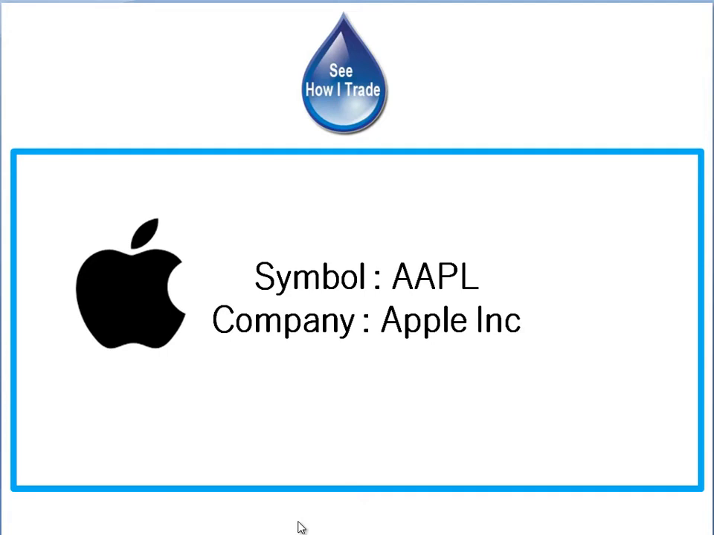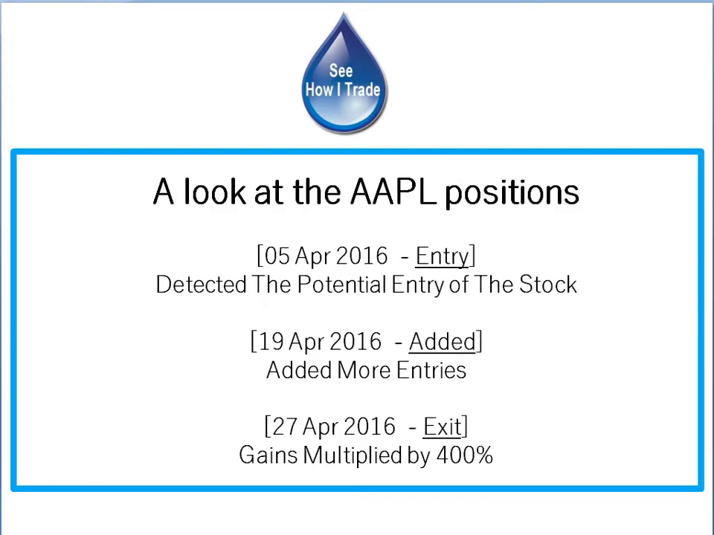Apple will be the symbol AAPL, and the company will be Apple Incorporated. This is the potential stock for me to sell down. I made my entries on 05th April, added further entries on the 19th April due to the big boys' movement, and exited on the 27th April. Let's take a look at the chart.